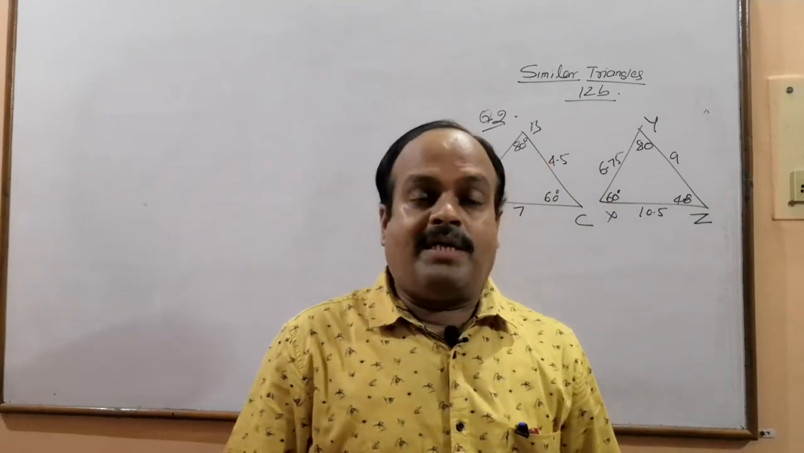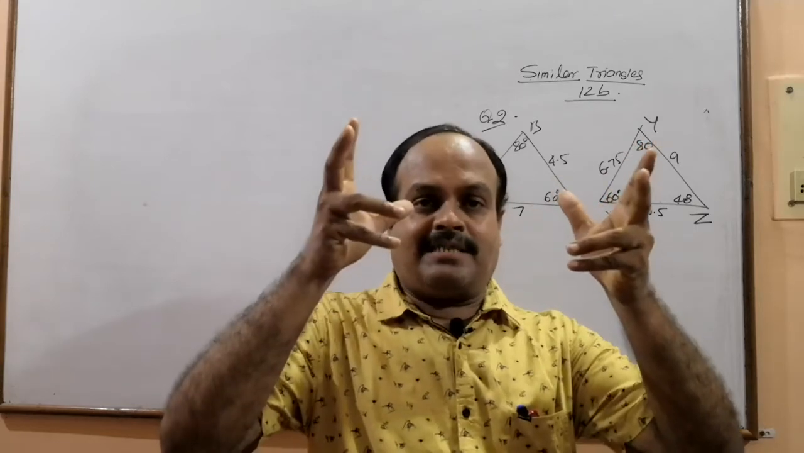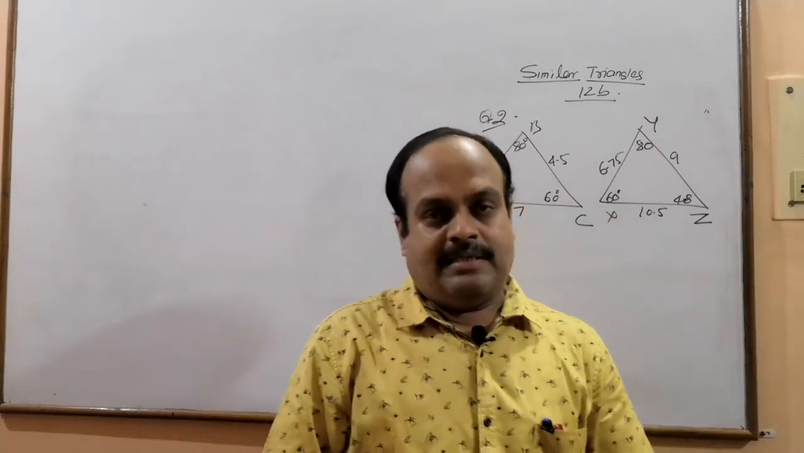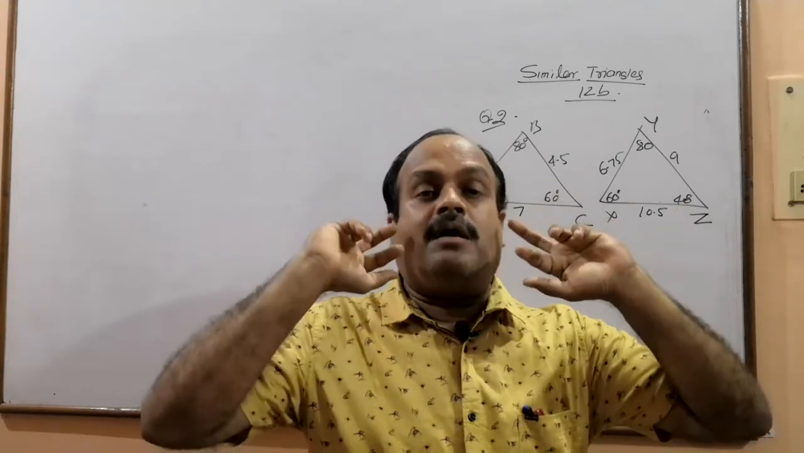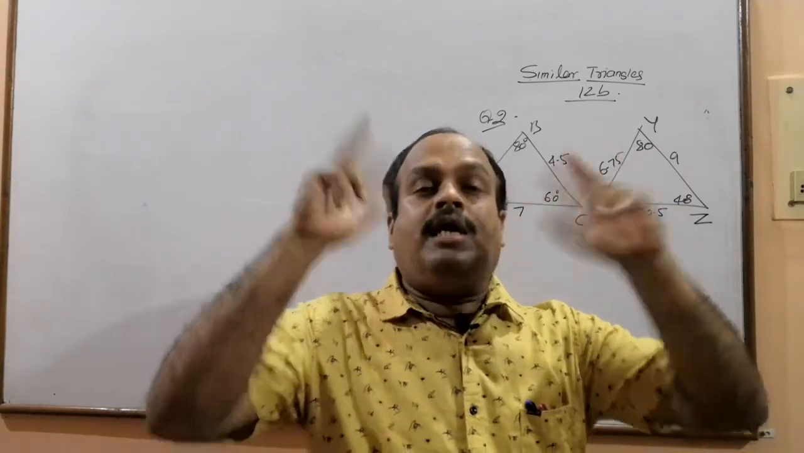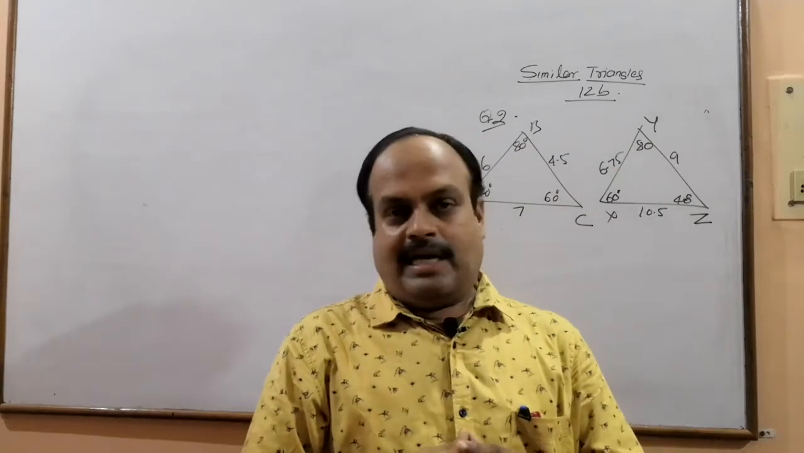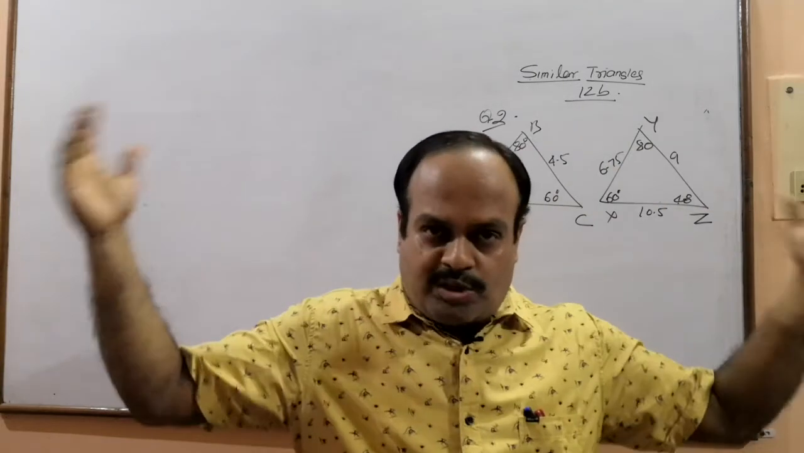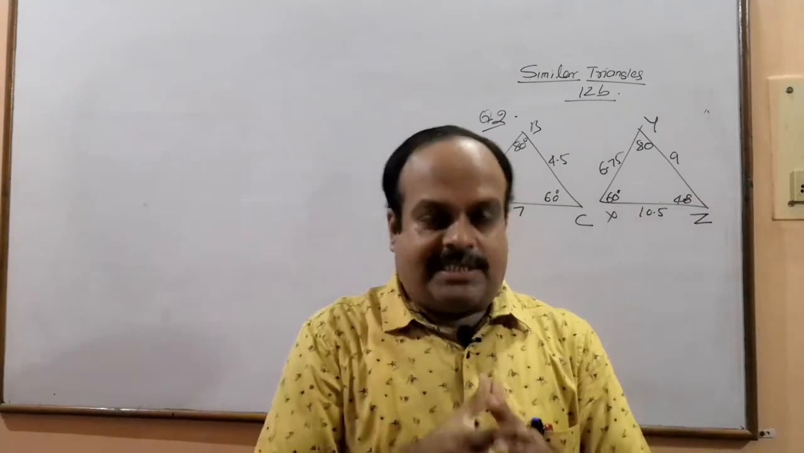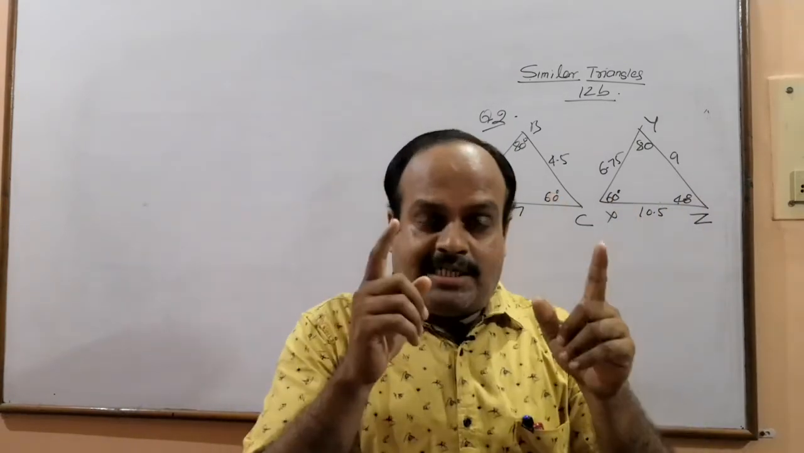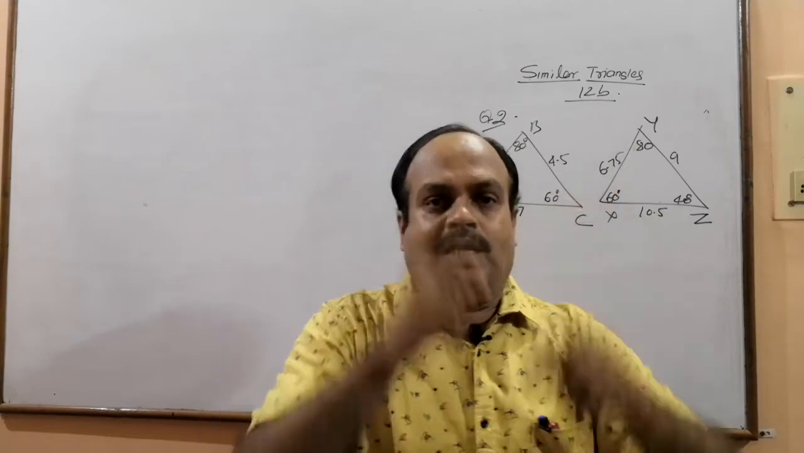If you don't know what is the meaning of corresponding sides of two different triangles, corresponding sides are the sides which are opposite to the equal angles. I repeat, in two triangles, their corresponding sides means the sides opposite to the equal angles.